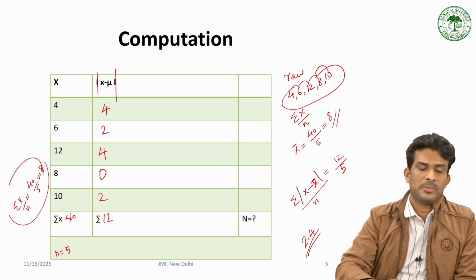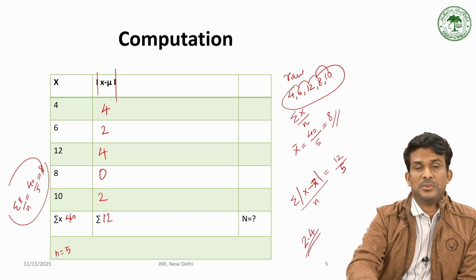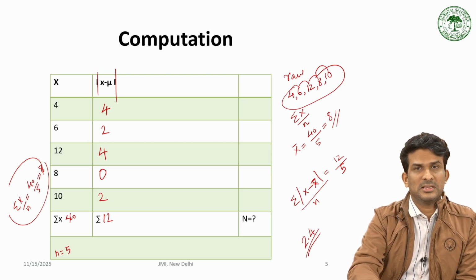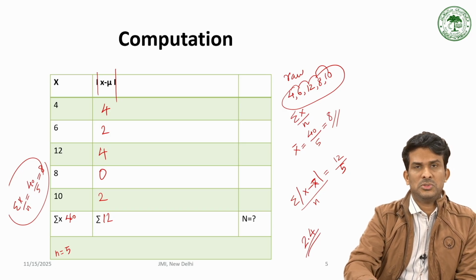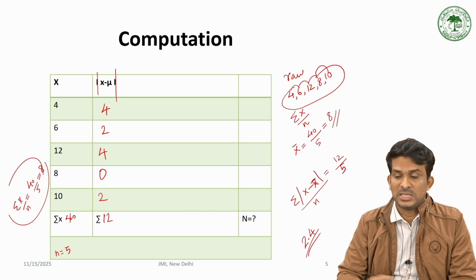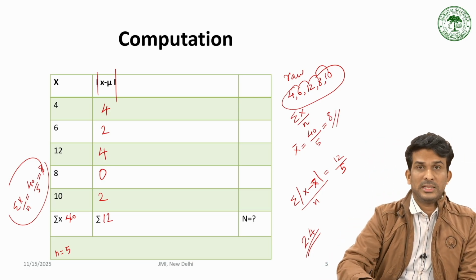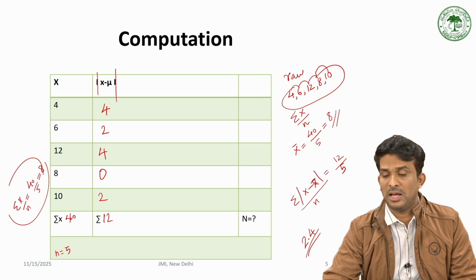Now x minus x bar. Each and every observation should be compared with the arithmetic mean. Take the difference. No need of taking the symbols: 4, 2, 4, 0, 2. Sigma of modulus x minus x bar, so take the total.